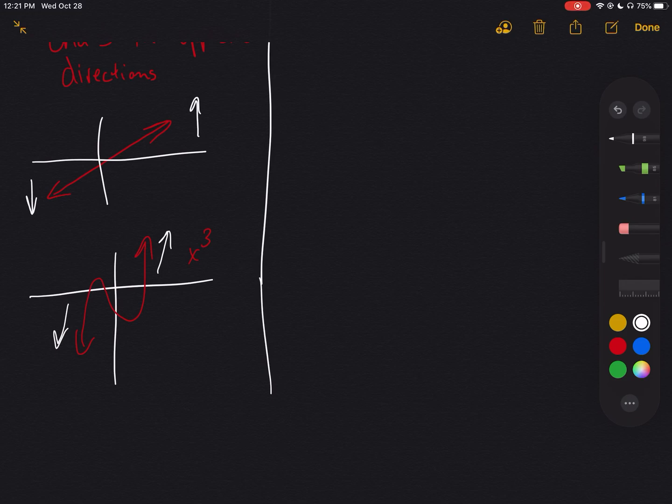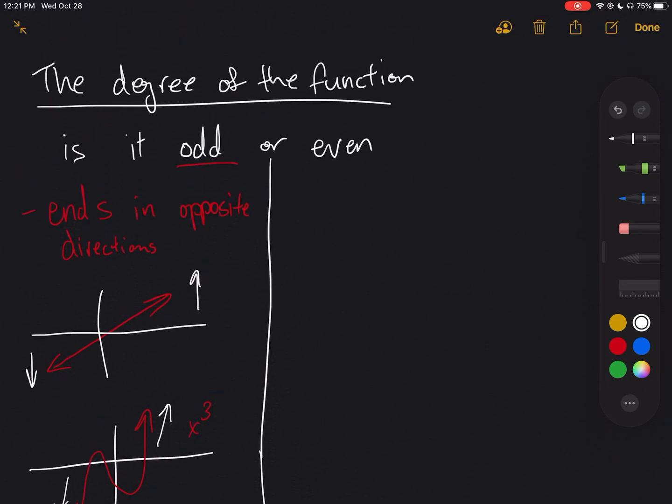The opposite is true for evens. Even graphs are going to end in the same direction. Think about a quadratic: our quadratics were always either both opening up or both opening down. There was no opposite. I didn't have one side going up and one side going down. They were always ending in the same direction, and that's because it's an even degree polynomial.